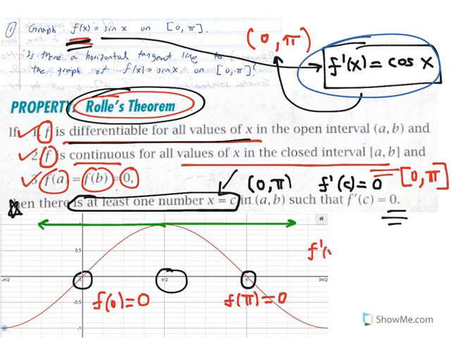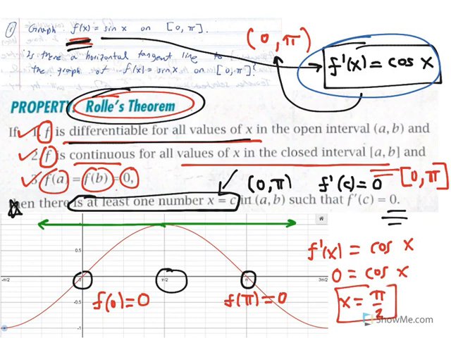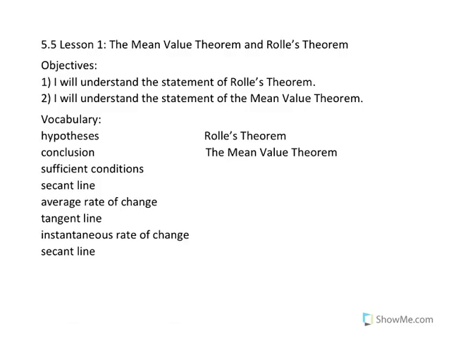So set f prime of x equal to 0 and solve for x. And there is an x value between 0 and pi at which cosine will be equal to 0, and that is, of course, pi over 2. So this is what Rolle's theorem states. So we've gone over objective 1. You will understand the statement of Rolle's theorem, and now we will take a look at our second start problem to help us understand the statement of the mean value theorem.